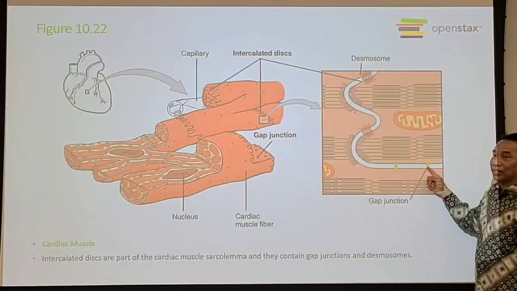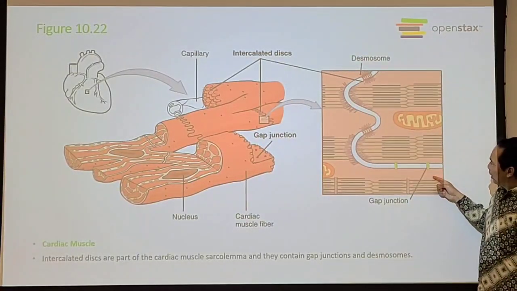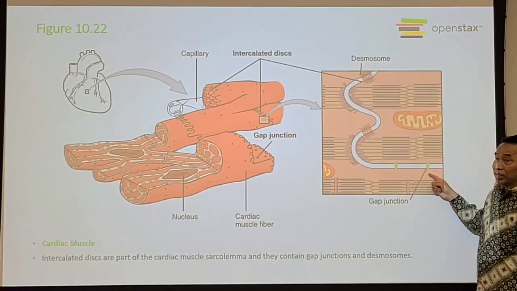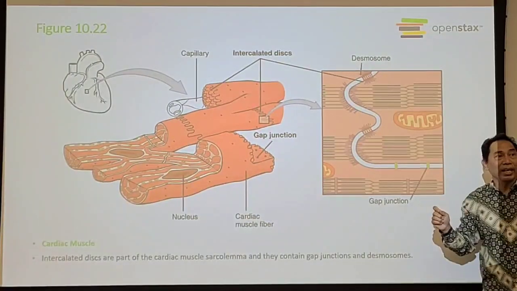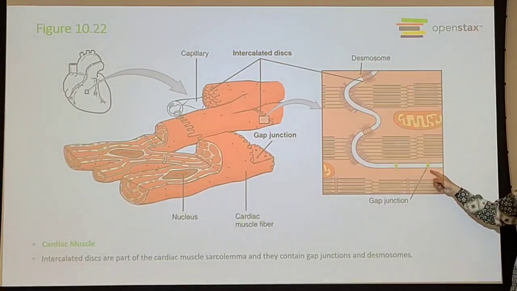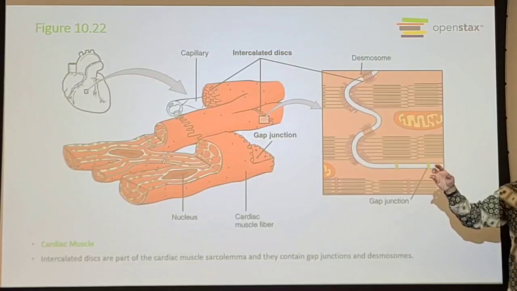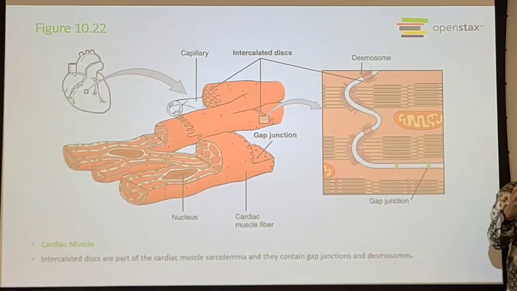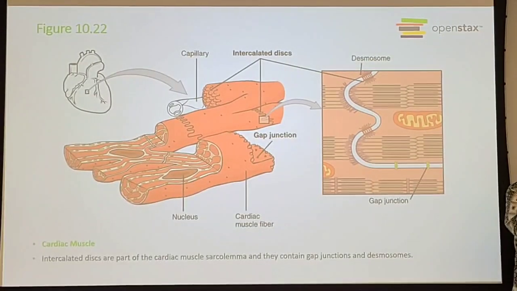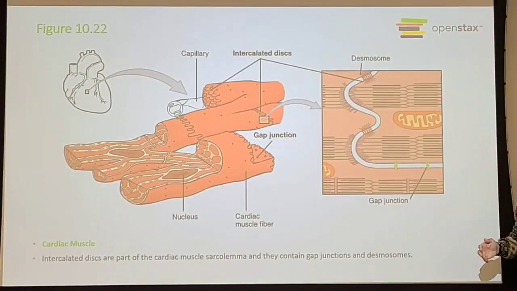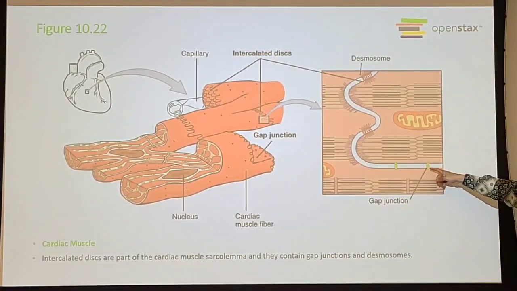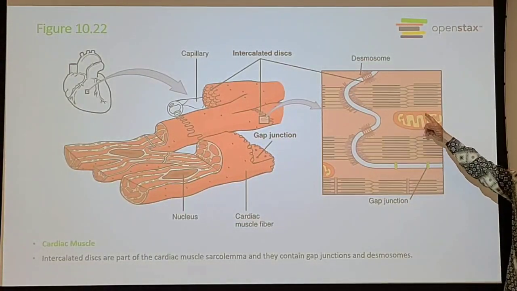Over here, the cytoplasm of the cell is actually able to move from one cell to another cell. It means that the electricity can also move from one cell to another cell. That's the reason why the cardiac muscle keeps contracting from one cell to another cell. They can release that electricity using this gap junction. Okay, and again the same.